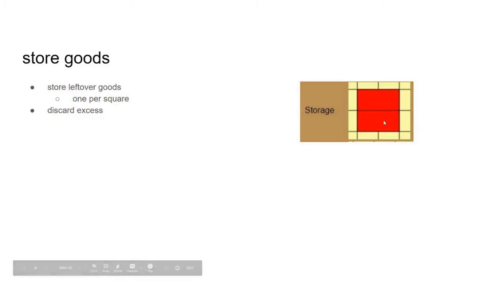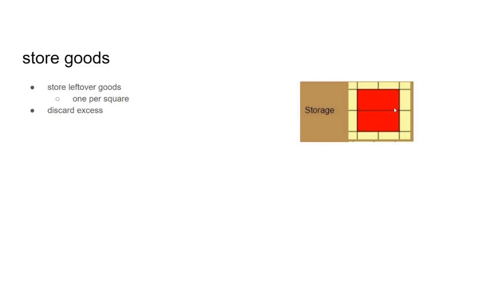When you build it, you can build it any size. It has to be a rectangle that is composed of smaller rectangles that measure 1 by 2. So this example would be 2 of those rectangles, so 2 by 2, and it still only costs 1 wood. And it needs to be manned. And this is where you'll store leftover goods. You can store 1 per square.